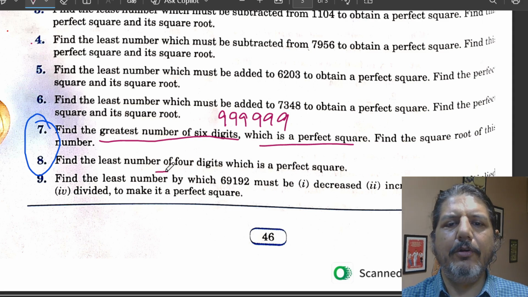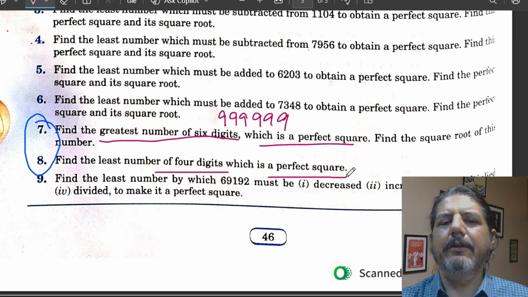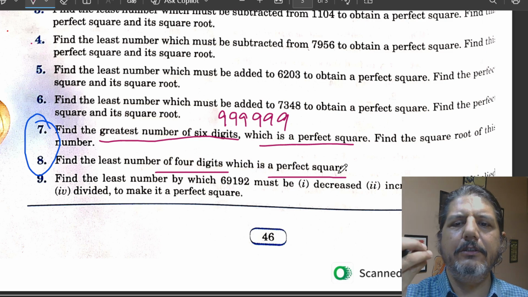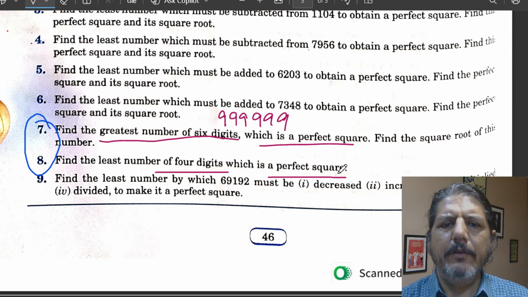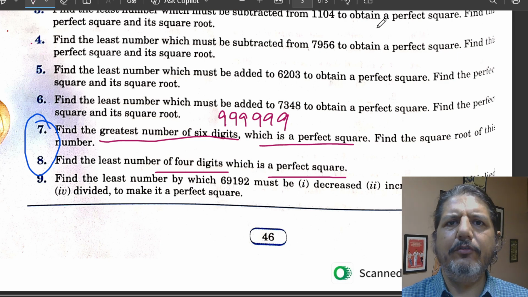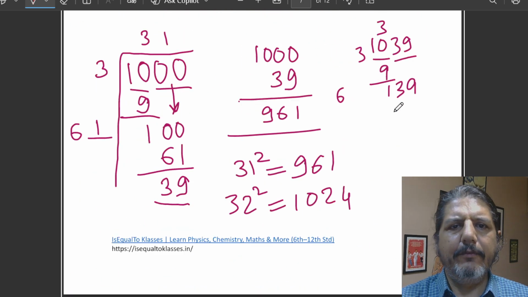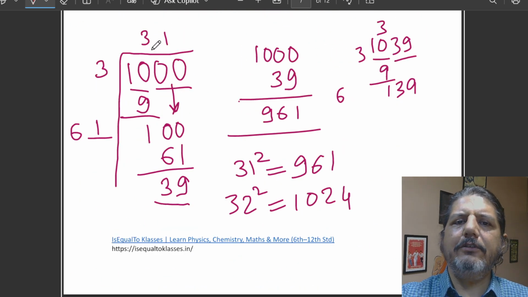Similarly, there is a second question. Find the least 4-digit number which is a perfect square. So now I have to find the smallest 4-digit number which is a perfect square. So again, I'll proceed in the same fashion. I'll assume a number, and then I'll be using the long division method. The number which I have assumed to be the least number is 1000.